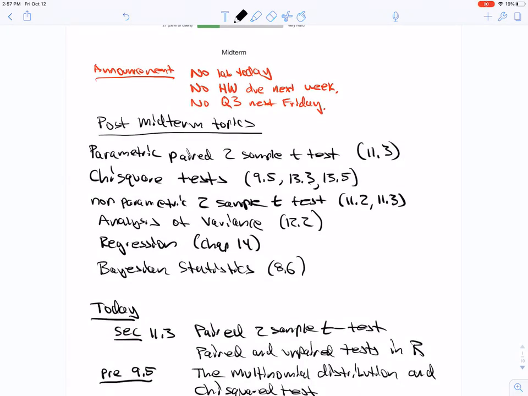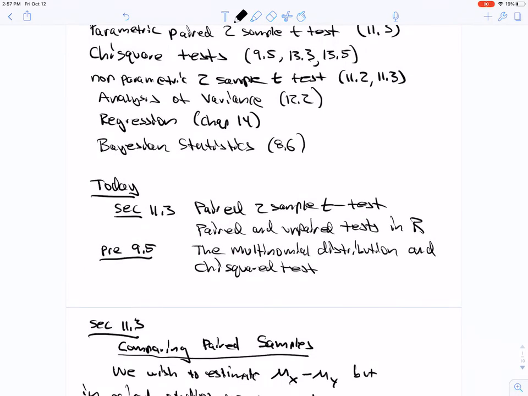Some post-midterm topics. We're going to do parametric paired two-sample t-test today, and chi-squared tests next week, followed by non-parametric two-sample t-tests, followed by analysis of variance, regression, both simple and multiple, as well as Bayesian statistics. So today we're going to do paired two-sample t-test. We'll see how to do paired and unpaired tests in R, and we'll do some preliminary stuff on multinomial distribution and chi-square test.